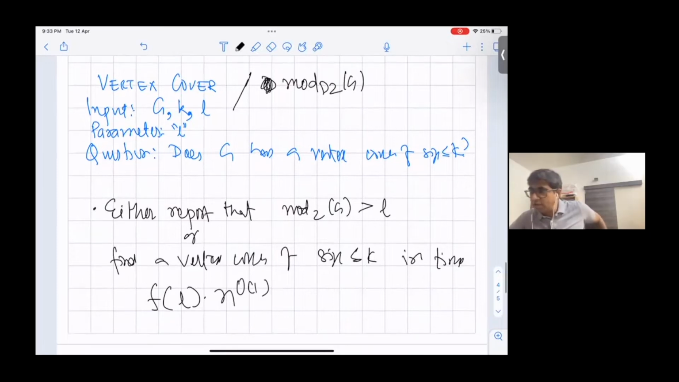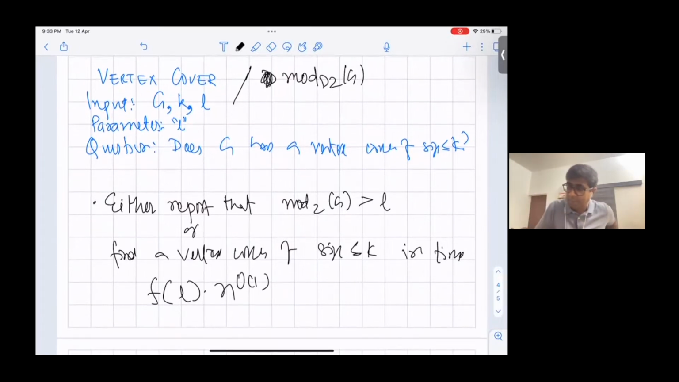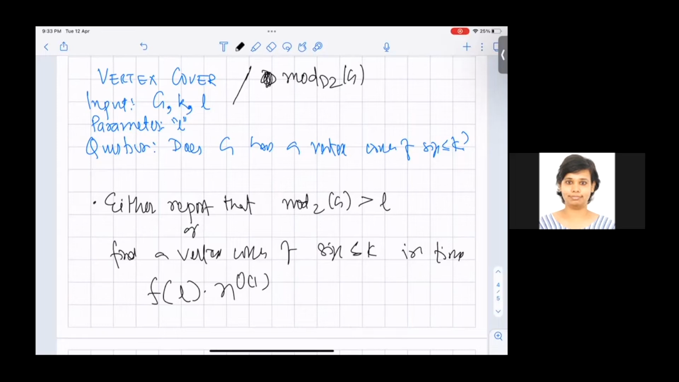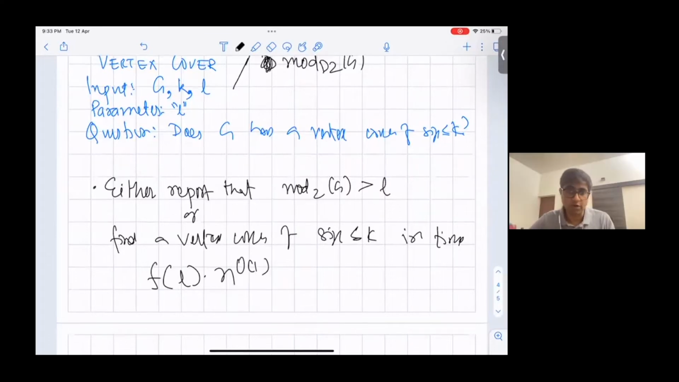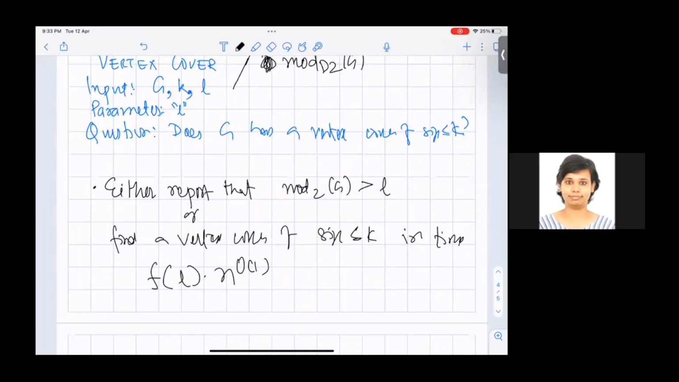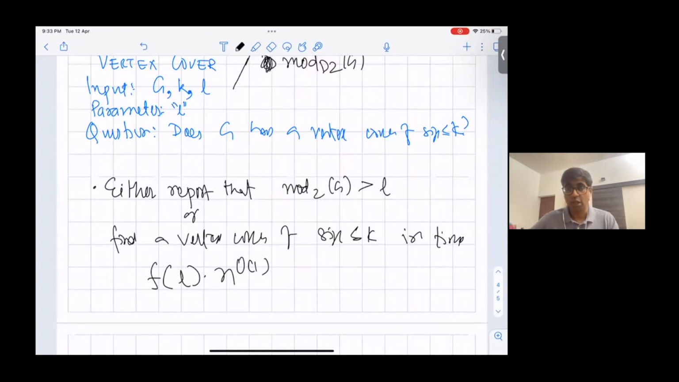So what do you think? How can we go about it? For the first case, like the modulator is greater than L, does that mean that there is no vertex cover of size k? No, we are not saying that. There could be a vertex cover of size at most k. But all I'm saying is that you are not meeting your promise. That's it. And I have my witness that you are not meeting your promise.